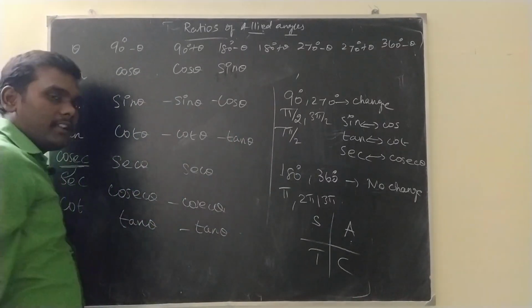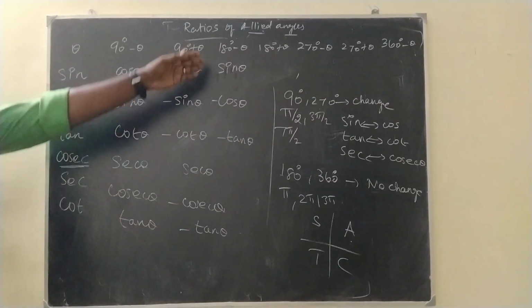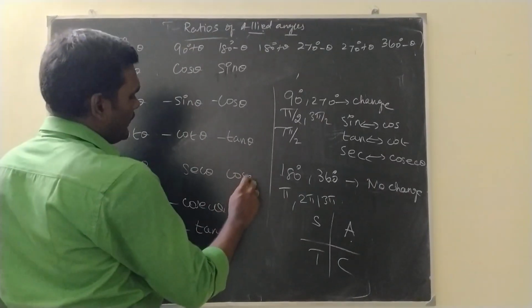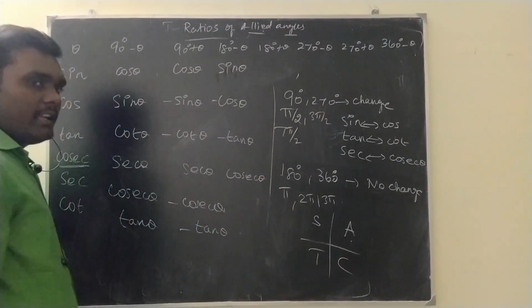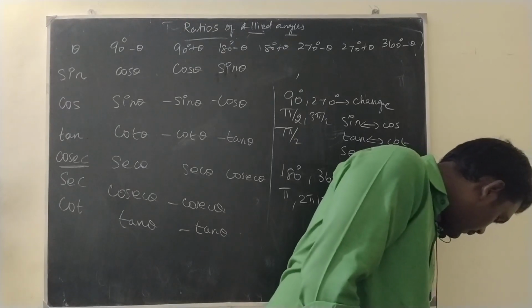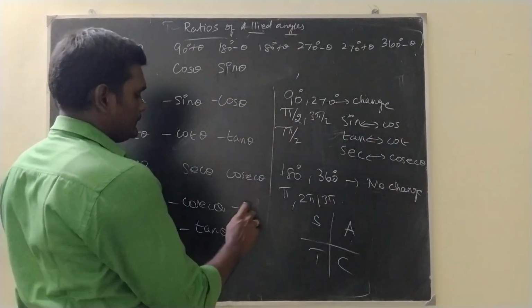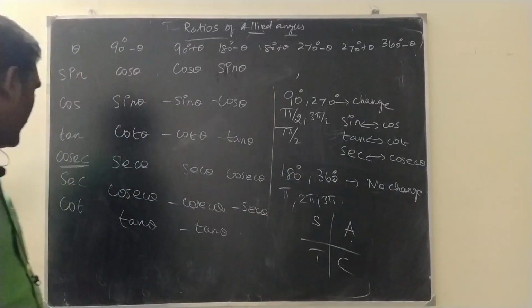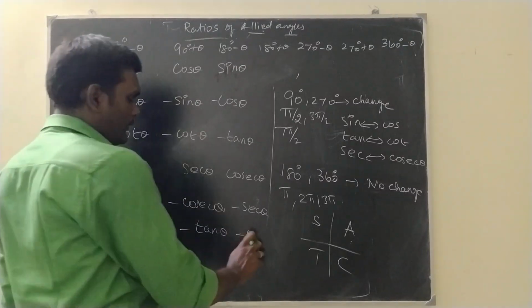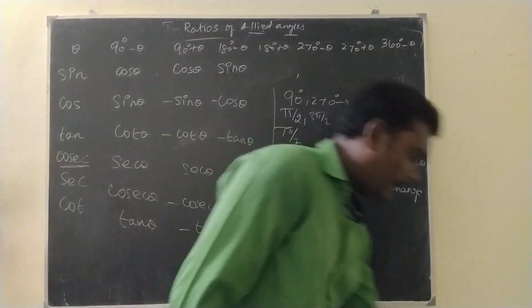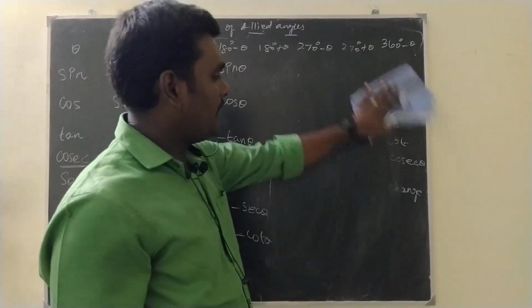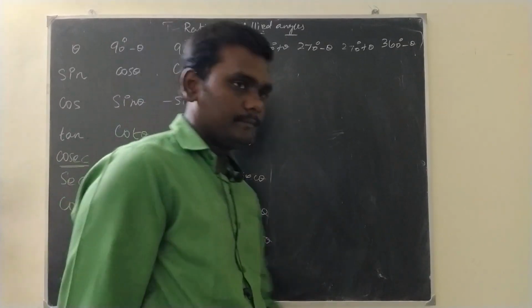Next, cosec, sorry, 180 degree minus theta. Plus cosec theta. And then sec 180 degree minus theta, that is minus sec theta. And then here cot 180 degree minus theta, minus cot. That is it. Is this very difficult? Now shall I erase everything? You can recall these things, right?